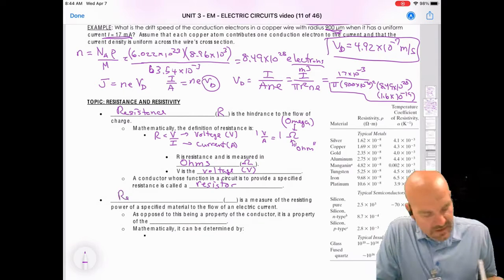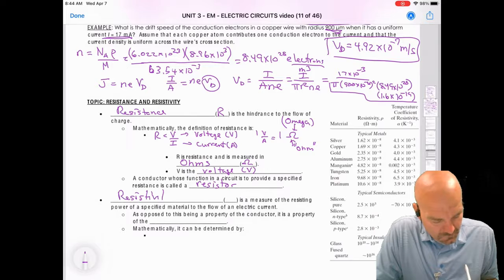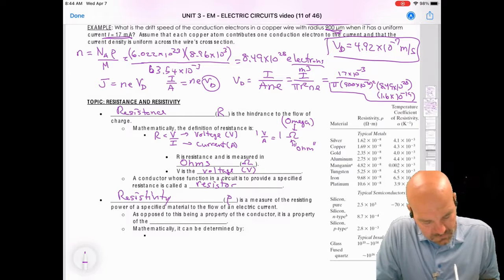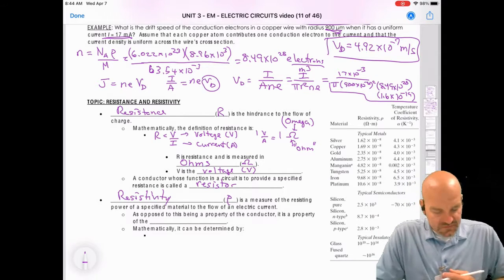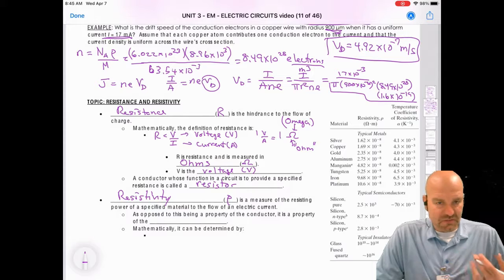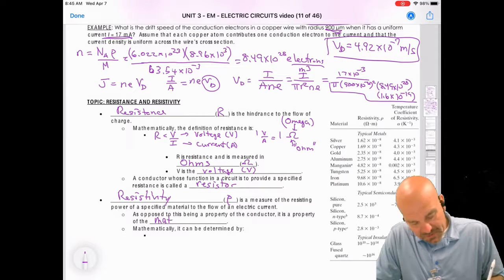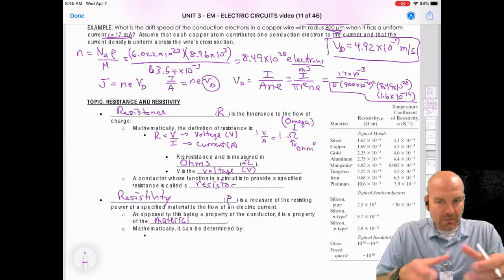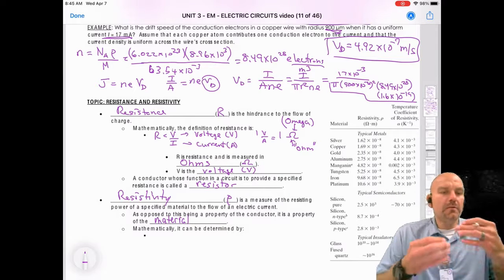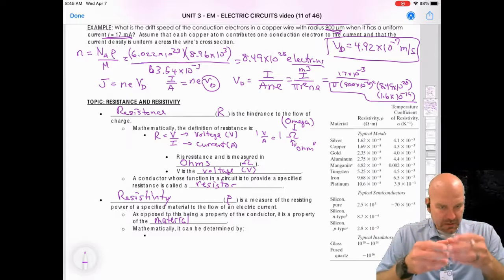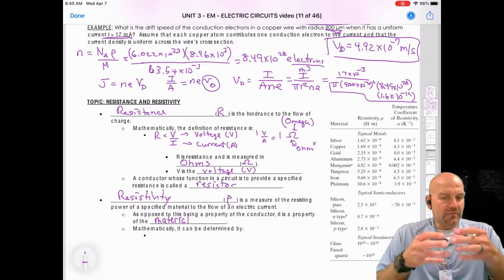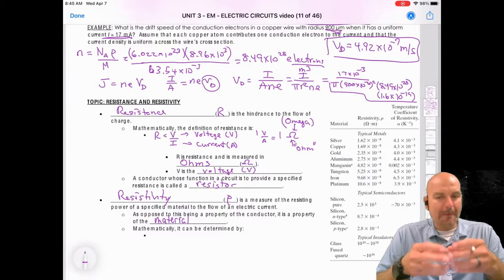Now resistivity, which is given the symbol rho, is a measure of the resisting power of a specified material to the flow of an electric current. So this basically tells you how much it is going to resist. As opposed to this being a property of the conductor, it is actually a property of the material. The conductors are going to be made of a metal or a material. The resistance is the property of that conductor, but the resistivity is a property of the material.